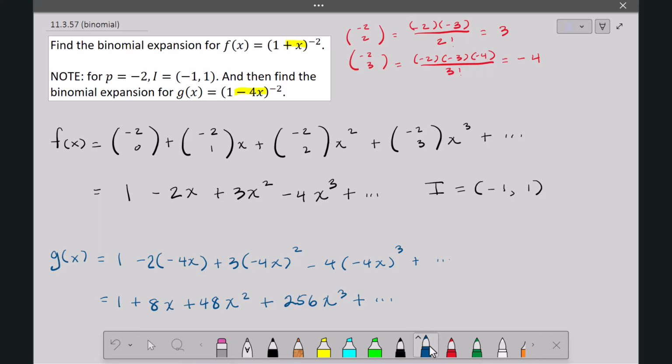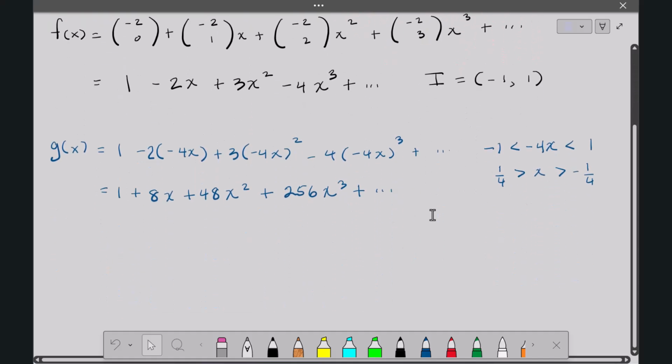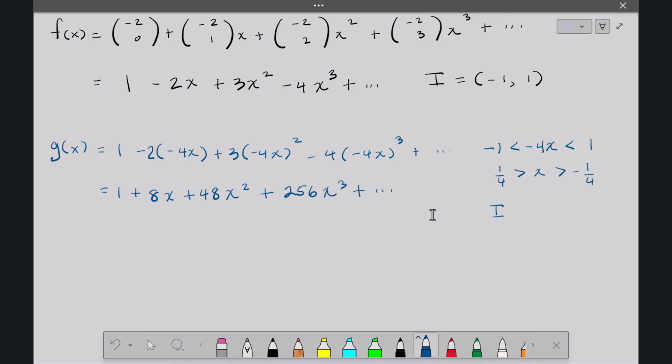Now, when we do a substitution, we have to take our original IOC, and whatever we replaced x with, we need to replace x in this interval of convergence. We will divide by negative 4, which reverses the inequality symbols. And that gives us our new interval of convergence, the interval of convergence for the function g. So the interval of convergence will be negative 1/4 to 1/4, excluding the endpoints.